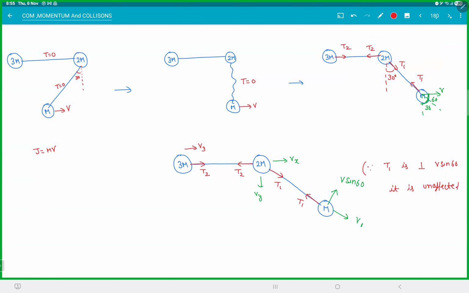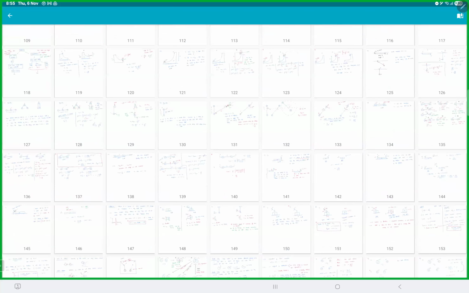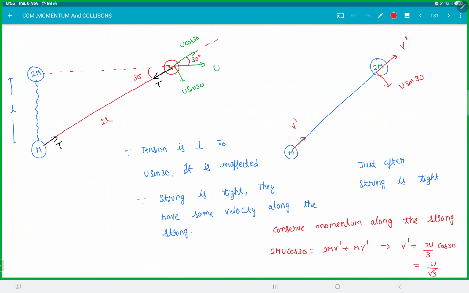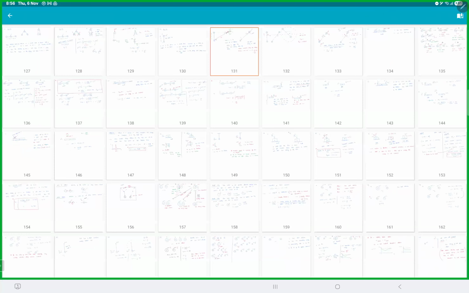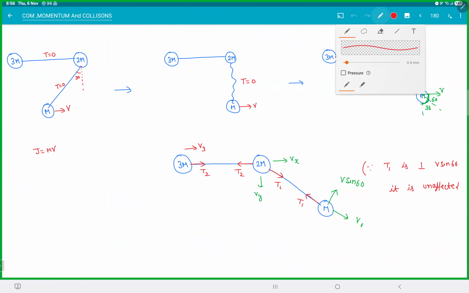We have done something like this. Remember this question? When the string suddenly becomes tight, the tension was in this direction. So this U sin 30 didn't change, only the V dash changed. Hope you remember that. Right? So this is how the picture will look. Clear. So let's do this.